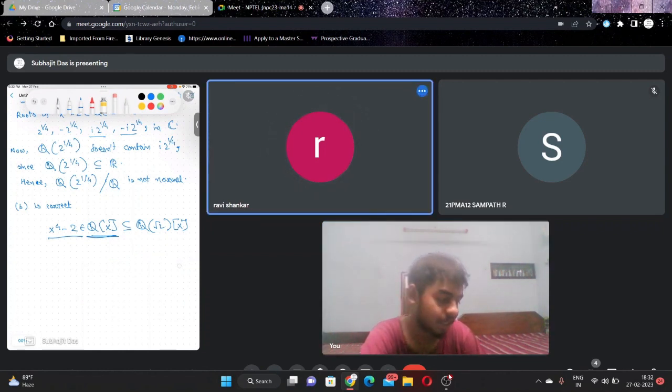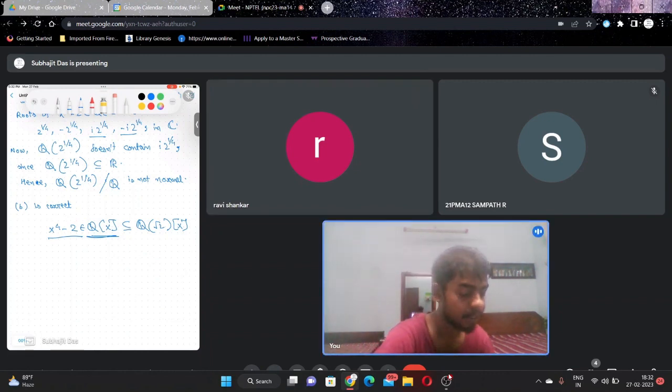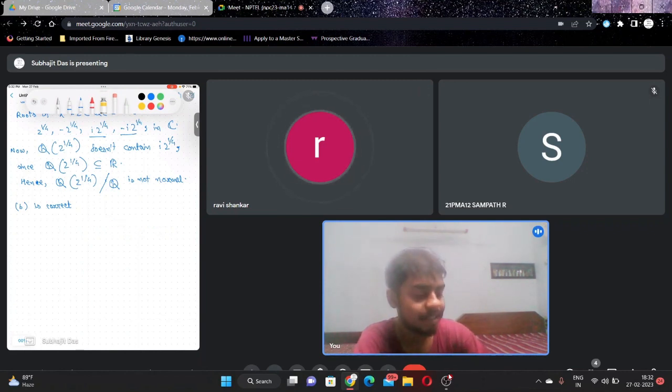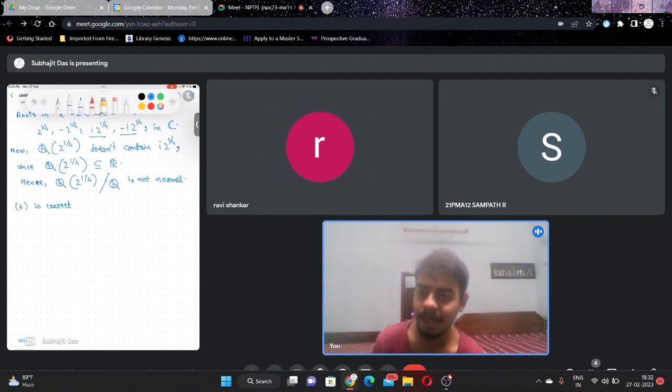No, there are of course irreducible elements, but this is not irreducible. X to the power 4 minus 2 is not irreducible. So since I am claiming that this is indeed a normal extension, what we need to show is that this extension is a splitting field of some polynomial over the base field. Any polynomial's splitting field will be a normal extension. Any polynomial. So let's just look at this particular polynomial.